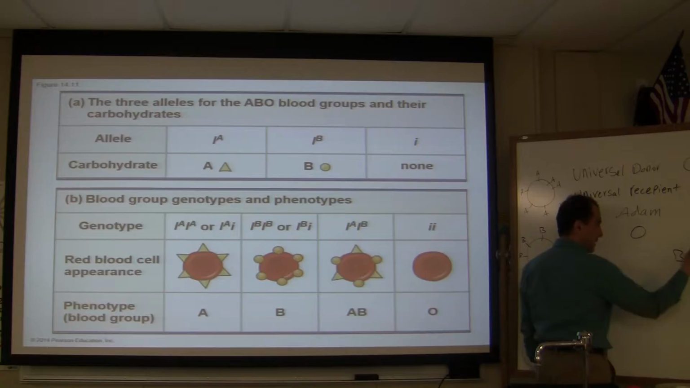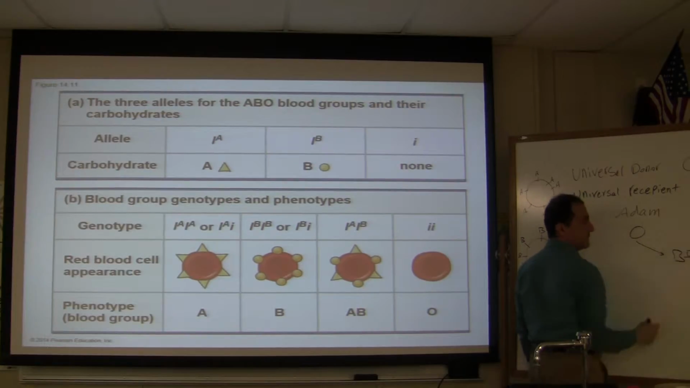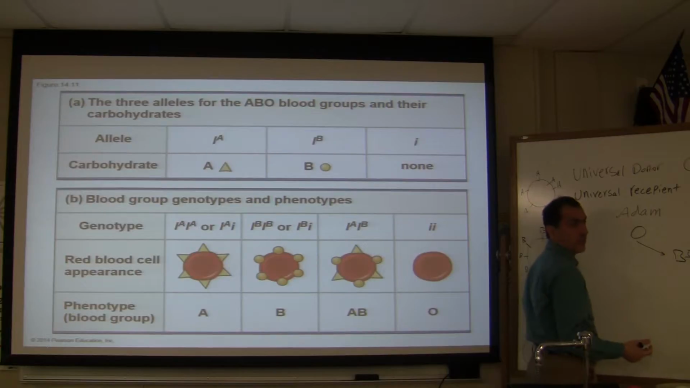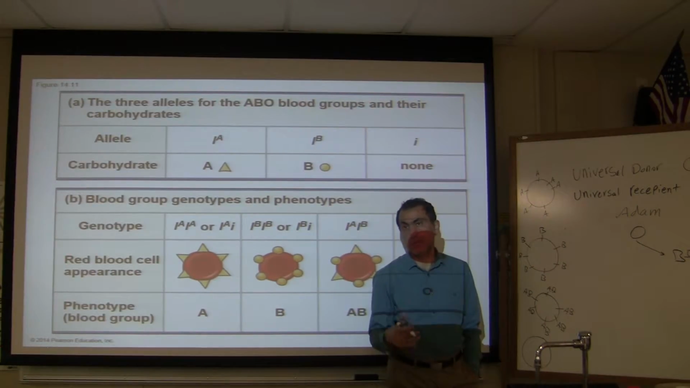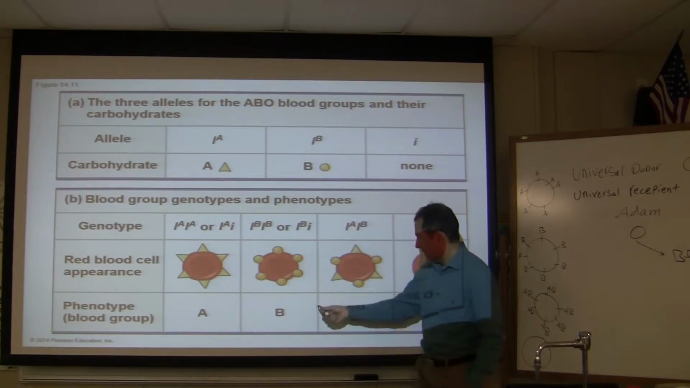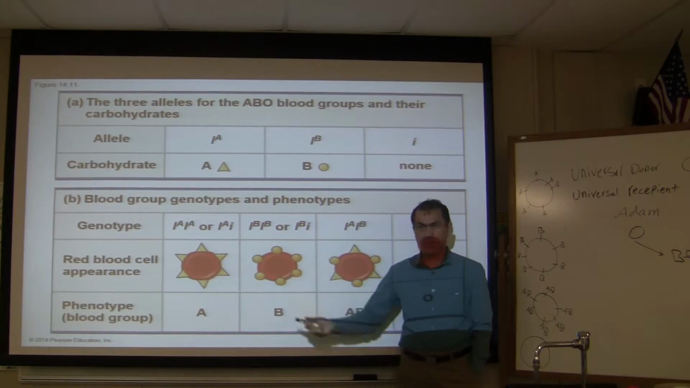Yeah. Egg B, Adam O, the child is BO. Of course, when you go to a doctor, you don't say my blood type is BO. You say my blood type is B. The phenotype is B. The genotype is BO. Right? Am I making some sense, everybody?